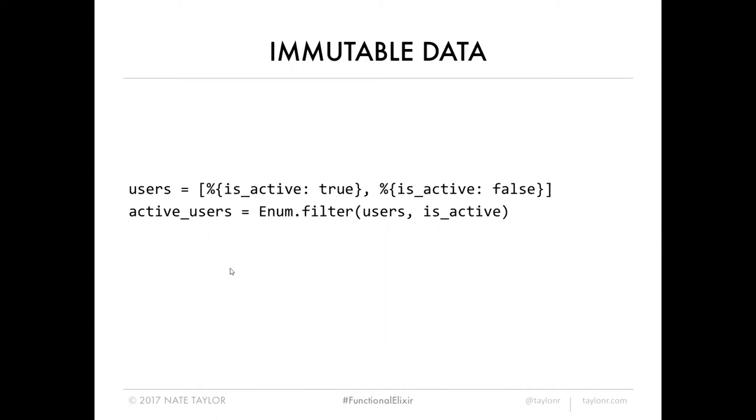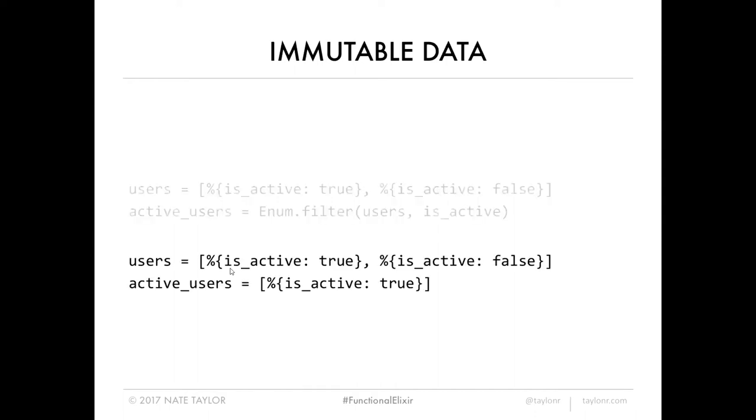So here we have a list of users like we've seen elsewhere. We have two. The first one shows that it's active, and the second one is false, or inactive rather. And then we want to do our Enum.filter users, isActive, and we're going to assign that to our active users variable there on the left. After that's done, our users variable still has the two users, isActive is true and isActive is false. But our active users is now a variable that holds a list that only has one item in it, and that's the isActive is true. And so it didn't change the users variable. It only created a new one.